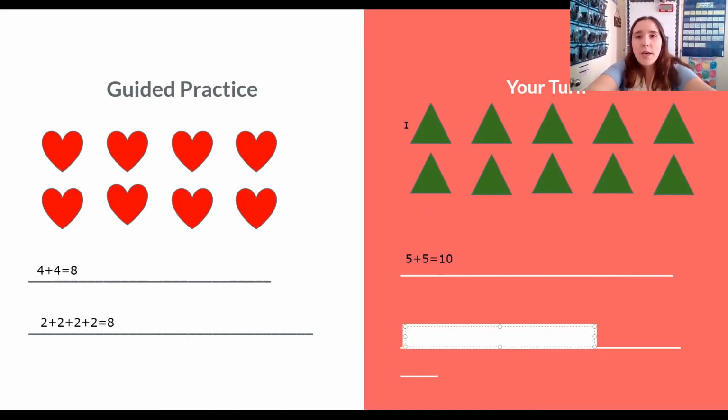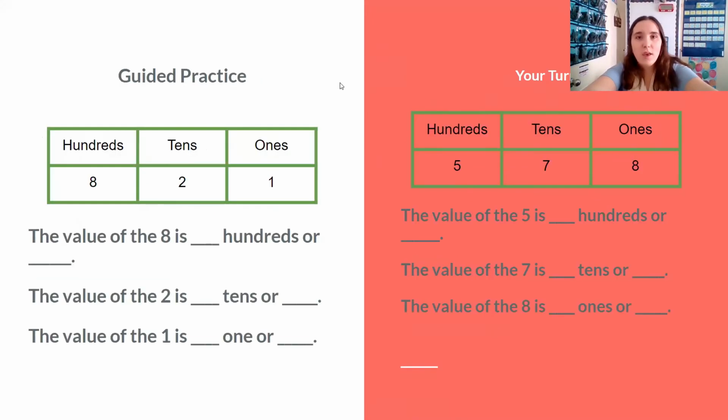Now for columns, I see 1, 2, 3, 4, 5 columns with 1, 2 triangles in each column. So I'm going to say 2 plus 2 plus 2 plus 2 plus 2 equals 10. Notice the number of my triangles didn't change. I just talked about the 5 in each row and then the 2 in each column to show there's always still 10 triangles in my array.